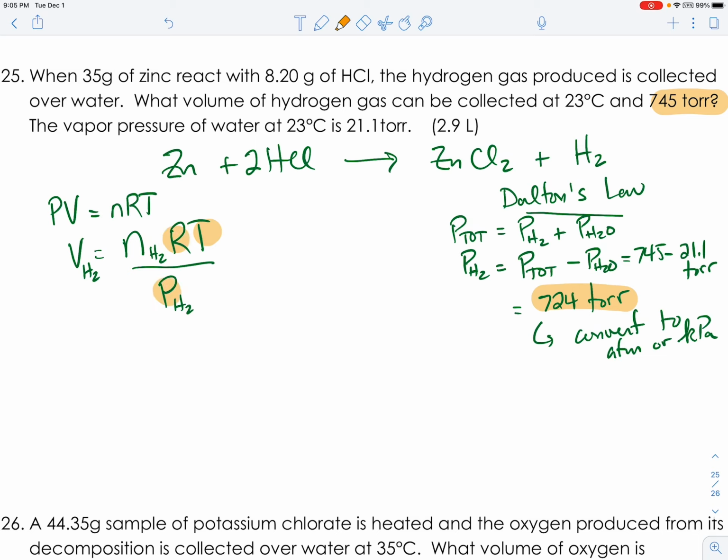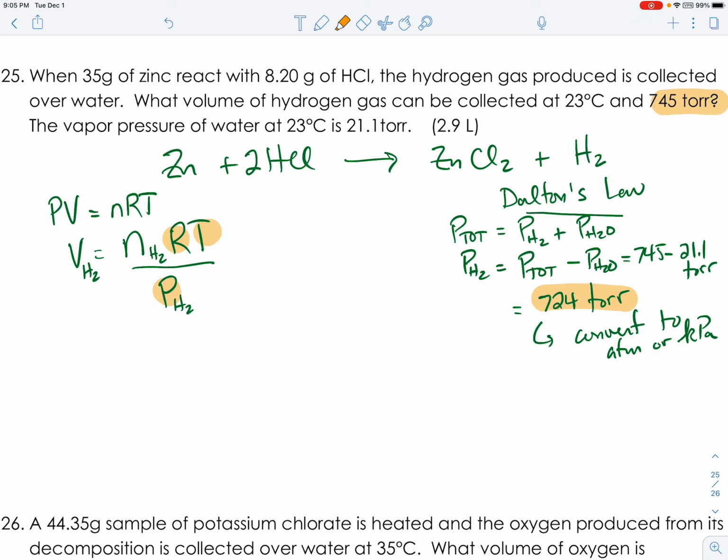The value for R, of course, would match the units for the pressure. If you're using atmospheres for the pressure, then R is 0.0821. If you're using kilopascals for pressure, then R is 8.314. So now how do we get the moles of hydrogen?